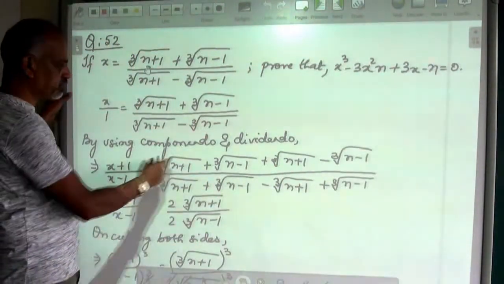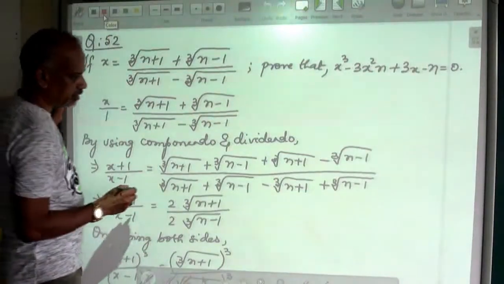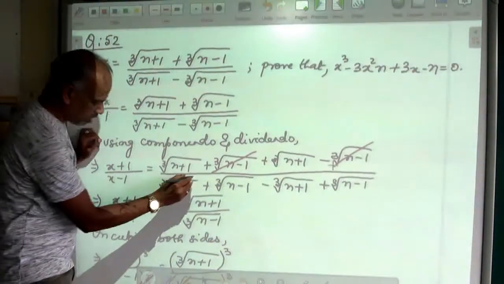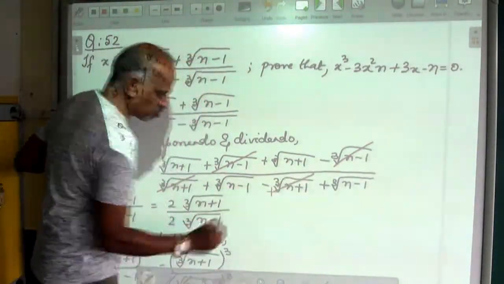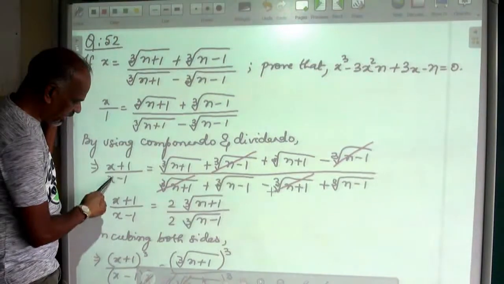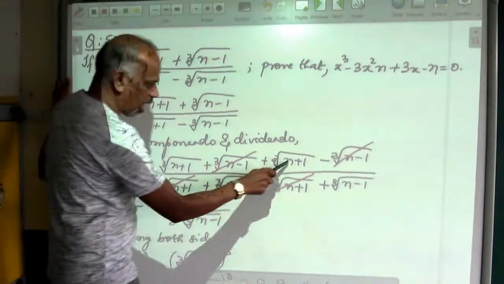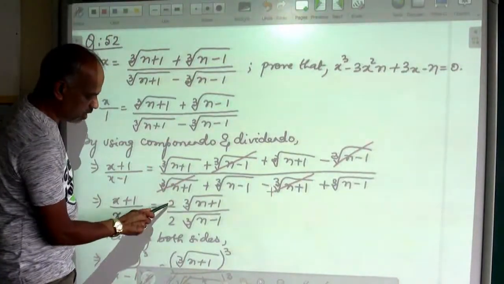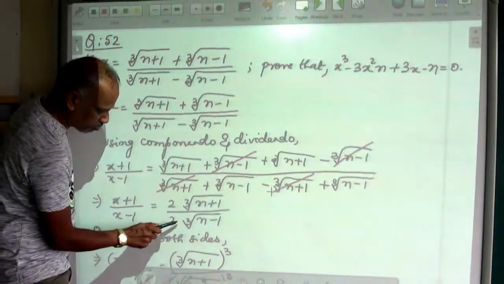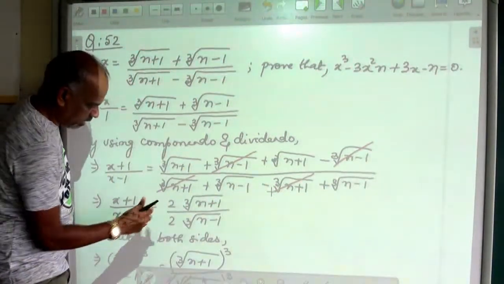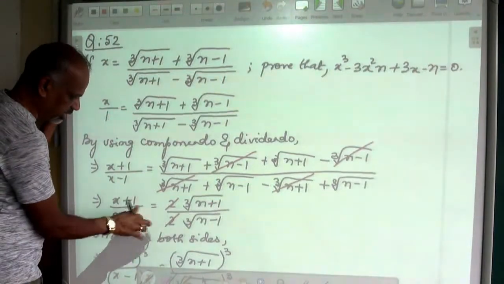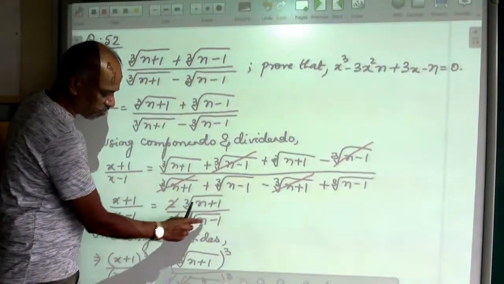And then you see what you can cancel here. You will see that cube root of n minus 1 and minus cube root of n minus 1 gets cancelled. Cube root of n plus 1 and minus cube root of n plus 1 gets cancelled. So this is what is left. So you get x plus 1 by x minus 1 is equal to, these two are same, you're going to add both of them. So that becomes 2 times cube root of n plus 1 divided by 2 times cube root of n minus 1. And you can cancel the 2's here. So you are left with x plus 1 by x minus 1 is equal to cube root of n plus 1 by cube root of n minus 1.